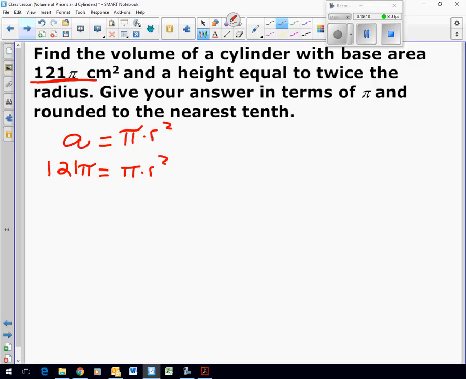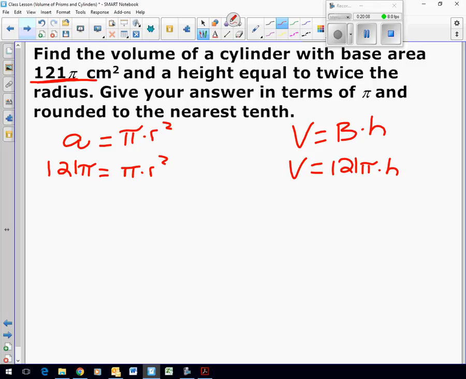I don't know what the height is. I'm looking for big base times height, correct? You with me? Is this the big base? Say it, Alex. Yeah. It tells me what the big base is, right? This tells me 121 pi is your big base. What's the problem? I don't have a height, right? I don't know what h is. I got to read the problem. How do I figure out what h is? H is equal to what? So I need to find the radius, double it, and I'll have my height, correct?